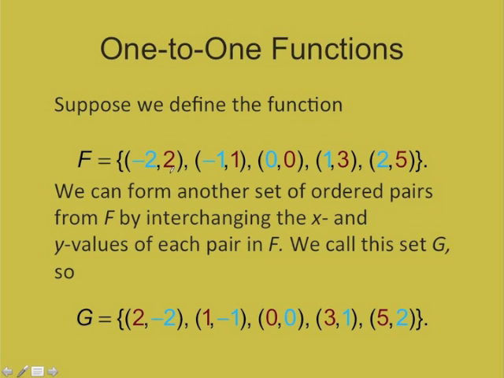So instead of (-2, 2), we're going to have (2, -2). Instead of (-1, 1), we're going to have (1, -1). (0, 0) looks the same. Instead of (1, 3), we're going to have (3, 1). Instead of (2, 5), (5, 2). This is another function.